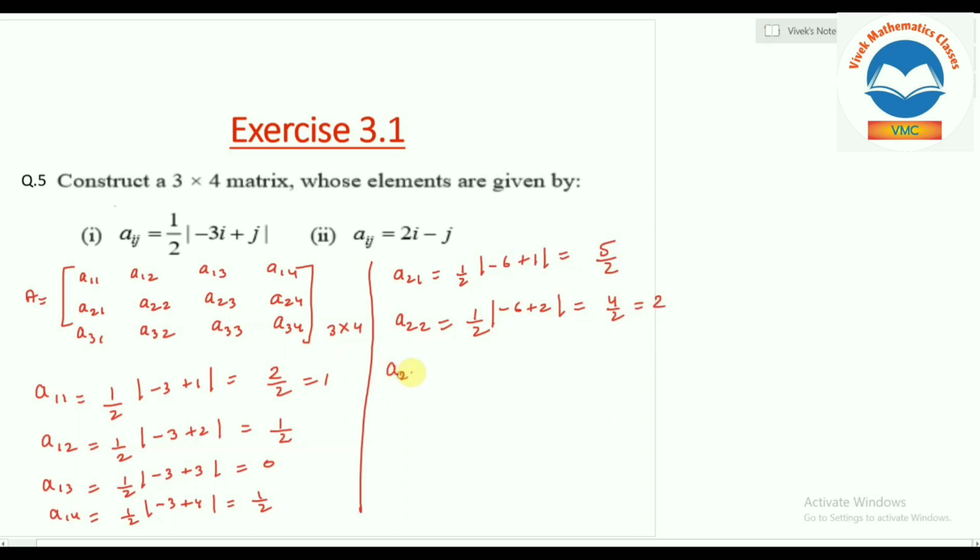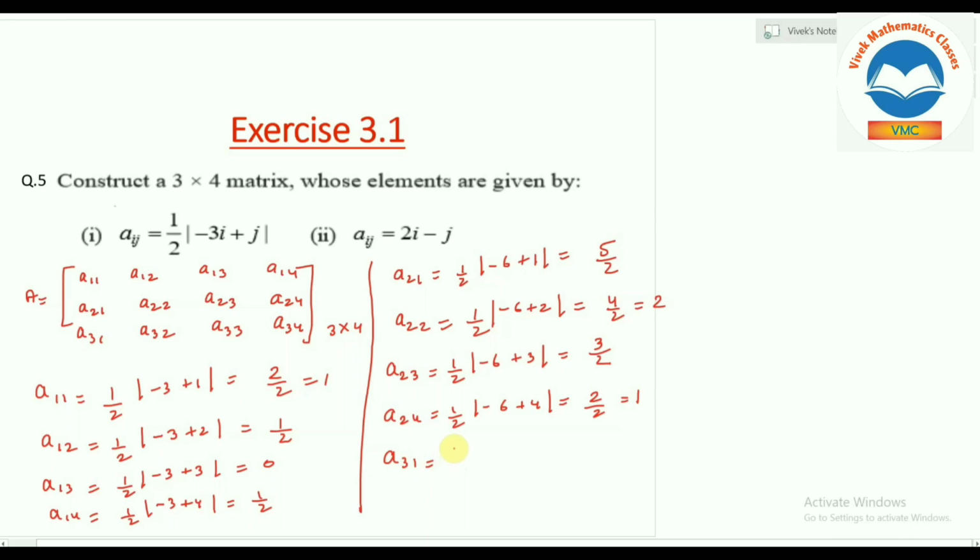Similarly, you will get A23. So you will get 1 by 2 modulus of minus 6 plus 3. So this will be 3 by 2. Next, A24 means 1 by 2 modulus of minus 6 plus 4. So this will be minus 2, the modulus will be 2, divided by 2. It means 1. A24 we got.